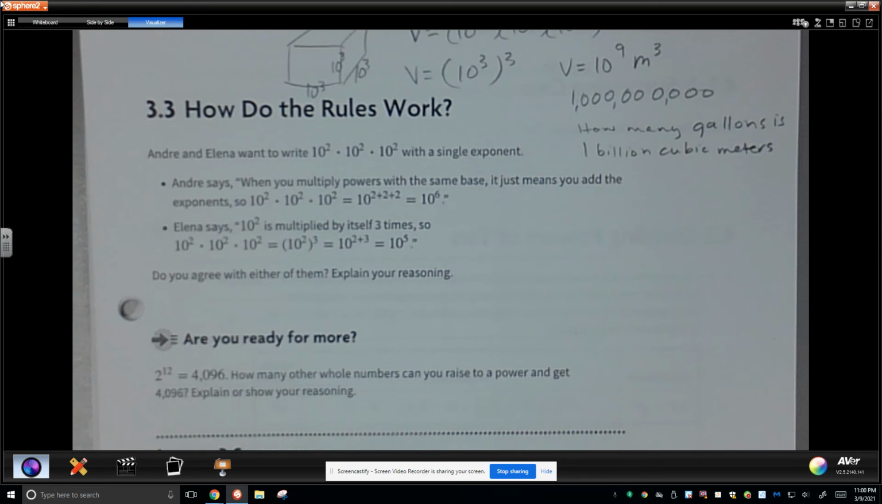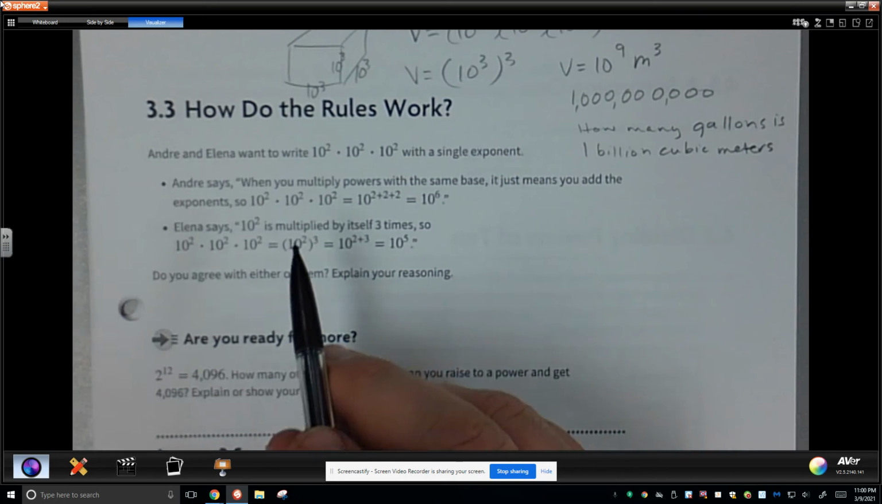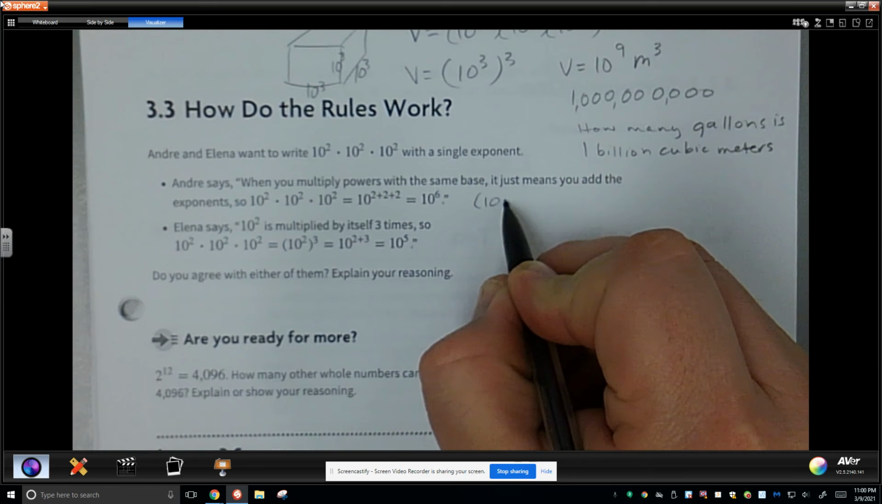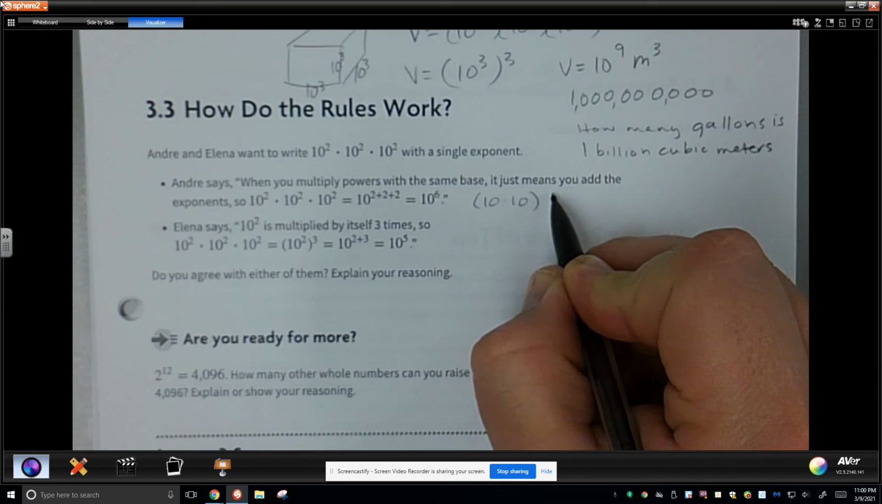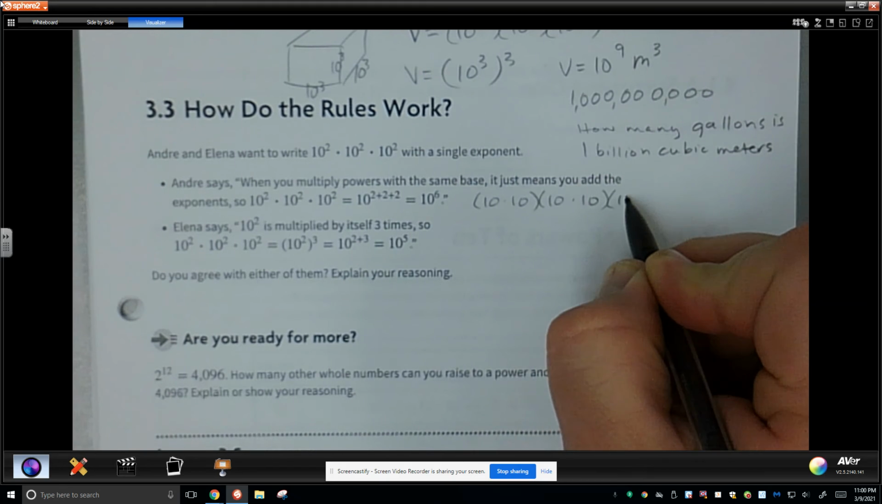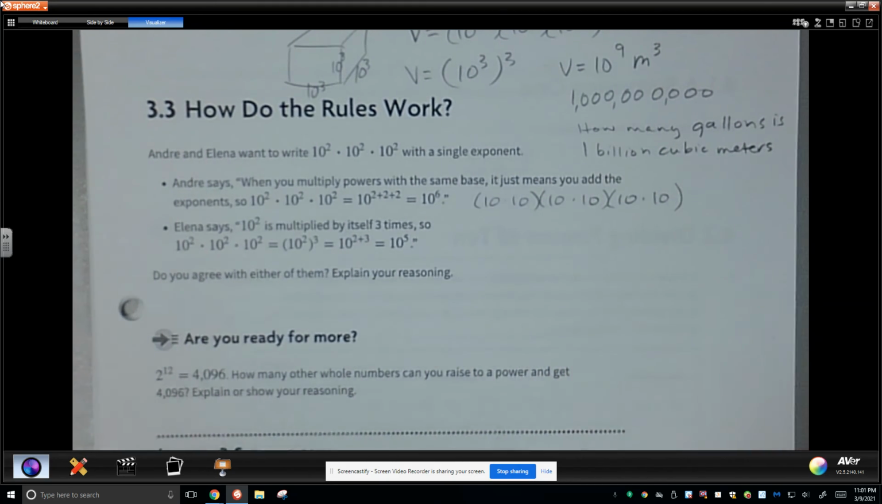Okay, thanks for filling that out. Now let's look at something. If we break this all out, 10 to the second power is going to look like this: 10 times 10 times 10 times 10 times 10 times 10. Do you need to change whose side you're on? Are you still siding with Andre? Are you still siding with Elena?